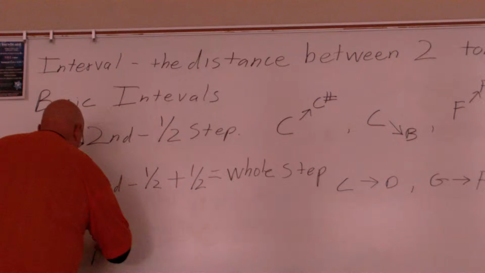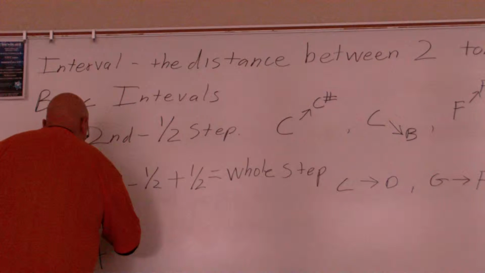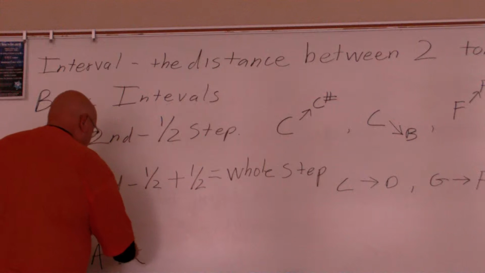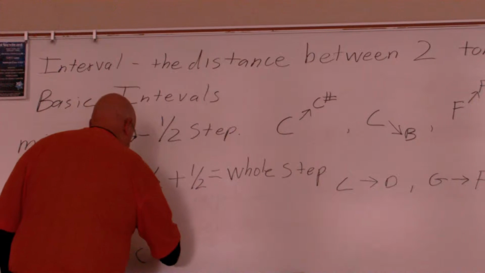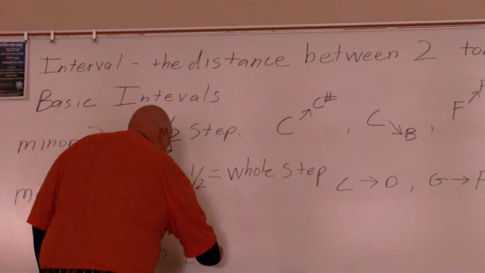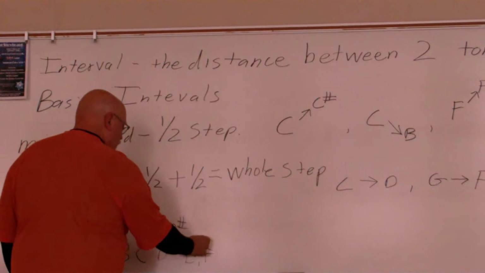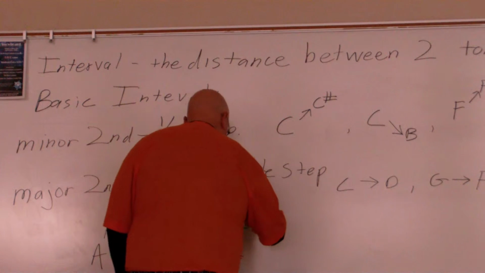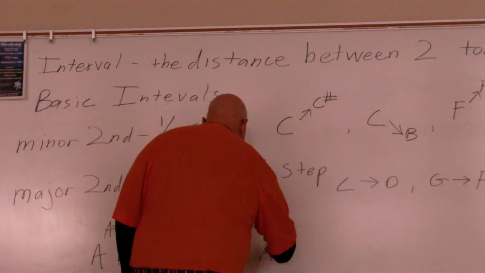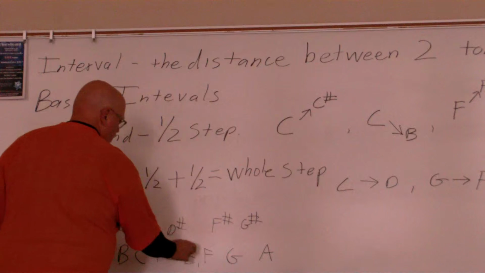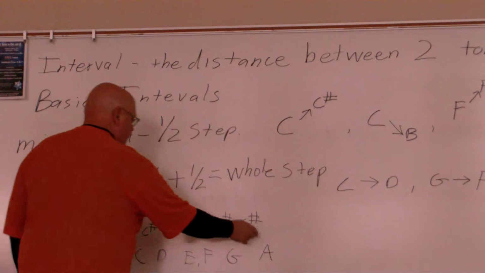And we talked about the idea of A, then A sharp, B, and there's no black key between B and C, so B, C, C sharp, D, D sharp, E, F, again, no key between the E and the F, F sharp, G, G sharp, and A. 1, 2, 3, 4, 5, 6, 7, 8, 9, 10, 11, 12 notes, and then the octave.